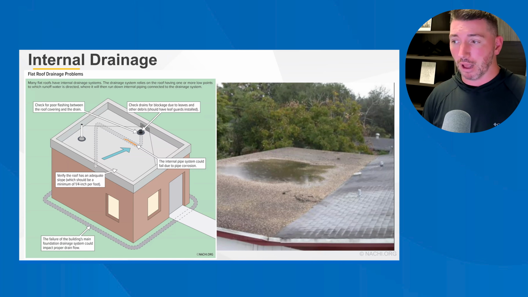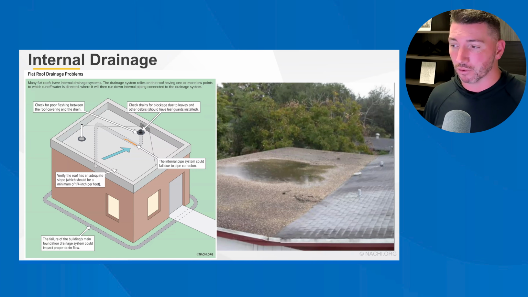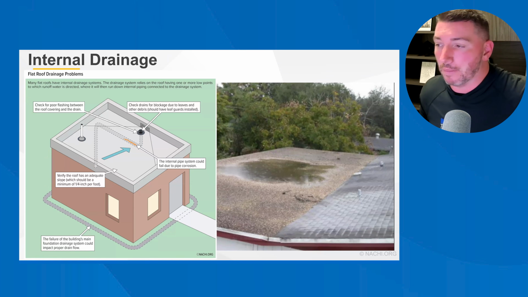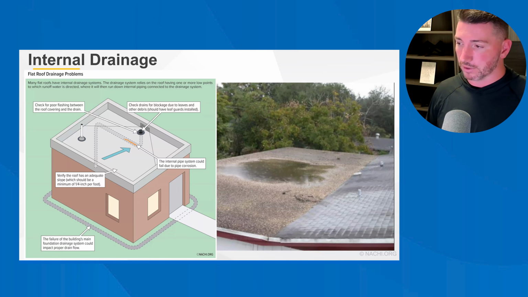Check the drains for blockage, right? Because all it is just a little plastic cage on top of the roof. If you get a couple leaves there, that's going to drastically reduce the amount of water that thing's able to handle, and you'll get pooling up on the roof, or ponding is what I would call it.